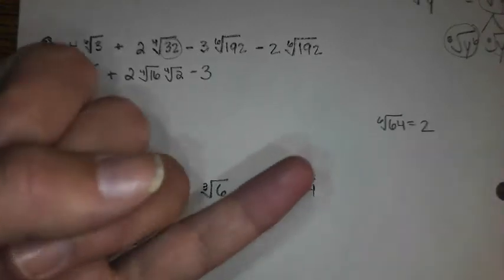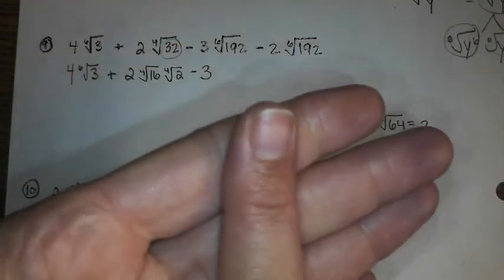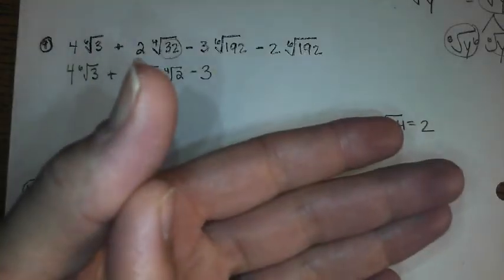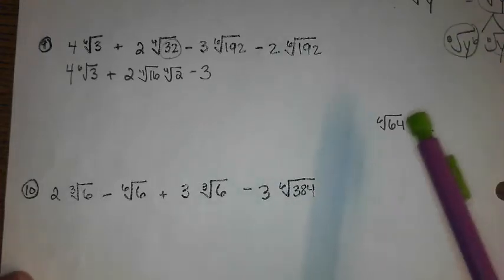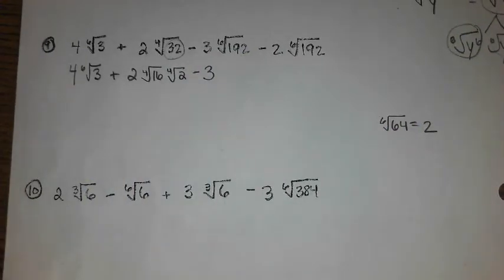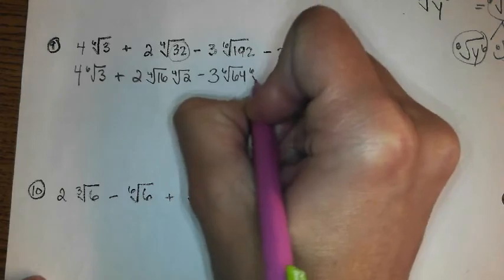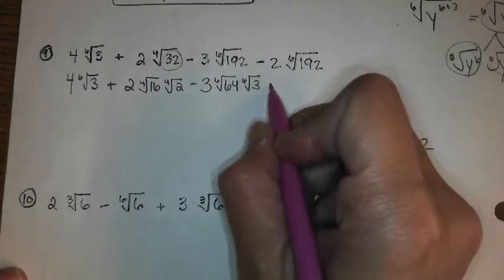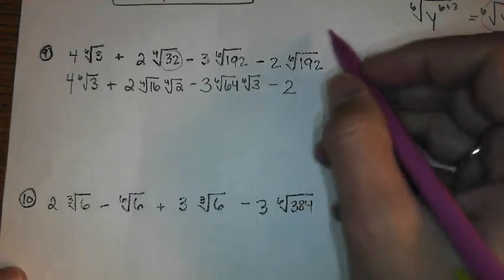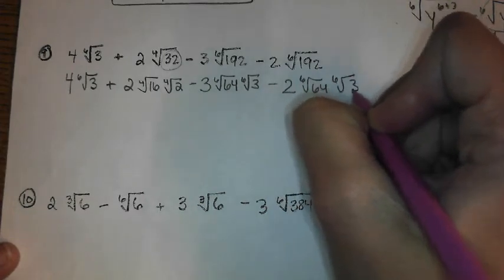Do I dare go to the 3's? 3 times 3 is? Times 3 is? Times 3 is? Times 3 is? 240 something. No, I don't dare go to the 3's. So 64. Let's hope and pray. Does 64 go into 192? How many times? The sixth root of 64 times the sixth root of 3. Minus 2 times, and then there's the sixth root of 192 again, the sixth root of 64, the sixth root of 3.